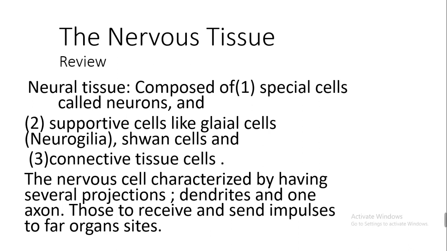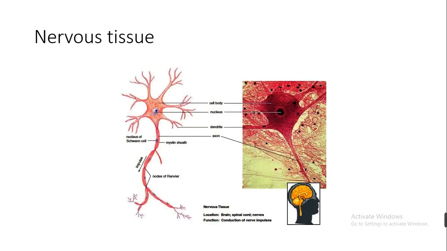You see, this is a cell in the center with the projections. There are no other cells in the body that look like this. Several dendrites to receive and one long axon to send responses and orders. On the right hand side you see the nervous tissue. There is the neuron cell in the middle and the supportive cells around, the glial tissue cells and the connective tissue cells that support the tissue of the nervous system.